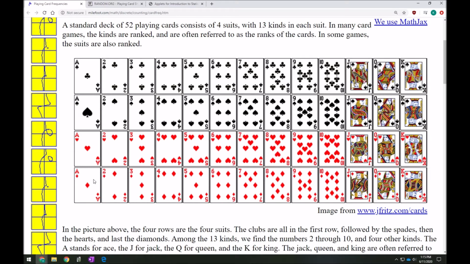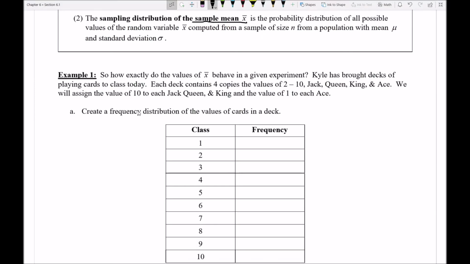Now in total, there are 13 different values of cards per suit or per symbol that's on them. And so in total, there are 52 cards in a total deck. So what we're going to do here is think about assigning values to all of the different cards. Let's pretend that we're going to give the jack, queen, and the king a value of 10, and we're going to give every ace a value of 1.